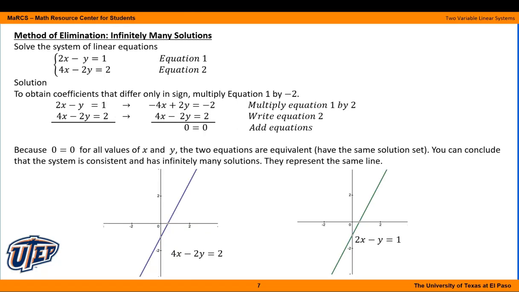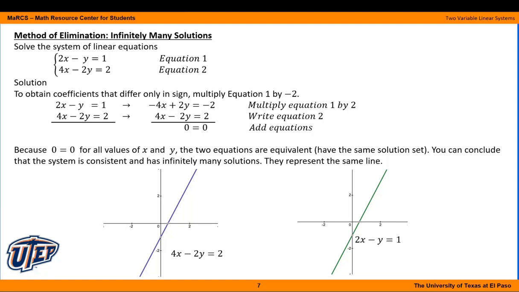Now consider this system. 2x minus y is equal to 1, and 4x minus 2y is equal to 2. Multiply equation 1 by -2. After doing so, adding the equations produces 0 is equal to 0. Unlike the previous example, this statement is always true. A true statement such as 0 equals 0 indicates the two equations are equivalent.